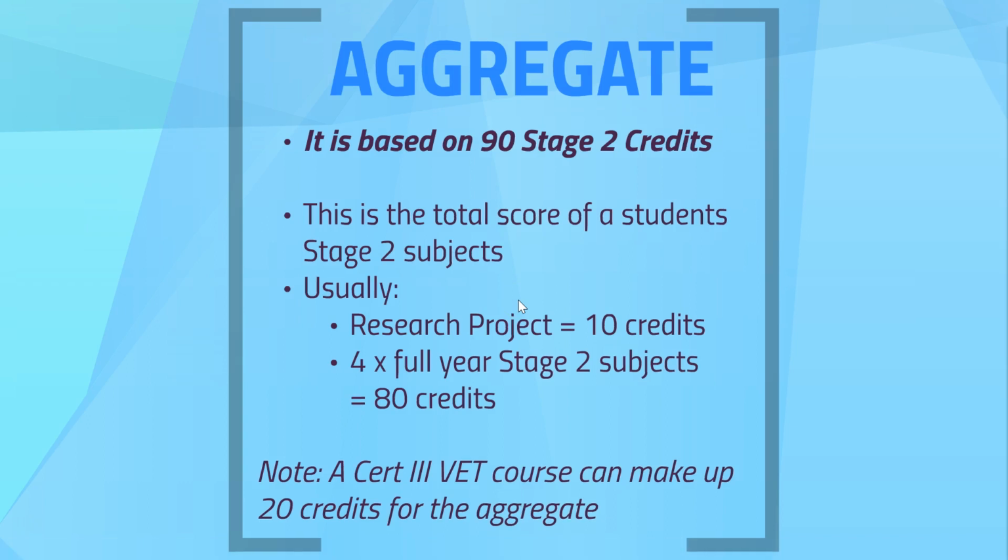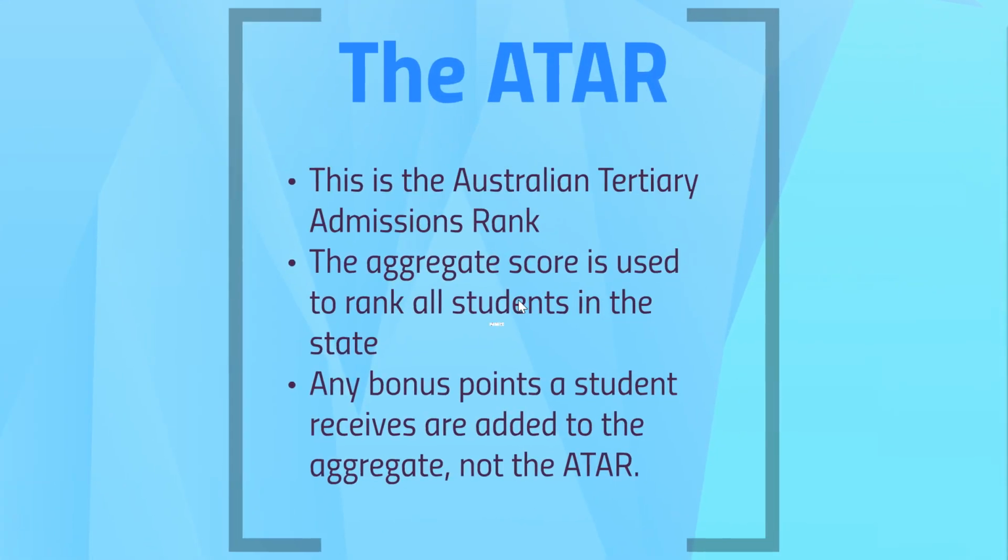Now what happens with those 90 credits is they get converted into what's called the Australian Tertiary Admissions Ranking. So the aggregate score is used to rank all students in the state, or in fact all students who are undertaking the SACE, so any of those in Northern Territory and Malaysia and China as well. They use those to rank those students in the system out of 100, which is why we get the Australian Tertiary Admissions Ranking. Any bonus points the students receive are added to the aggregate and not the ATAR. I'll talk about how students can get bonus points a little bit later, but I might just show you how we calculate a student's aggregate and how we convert that into an ATAR.